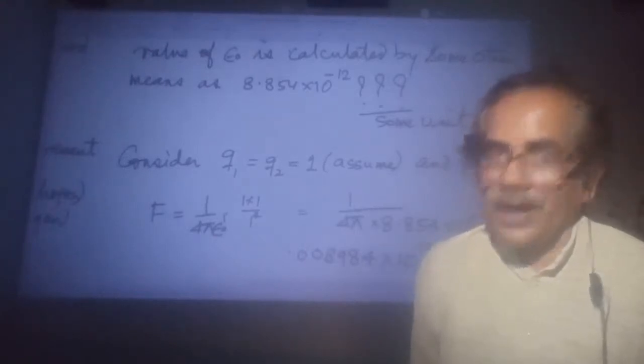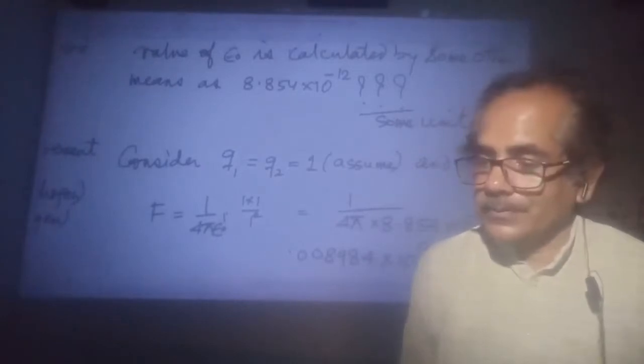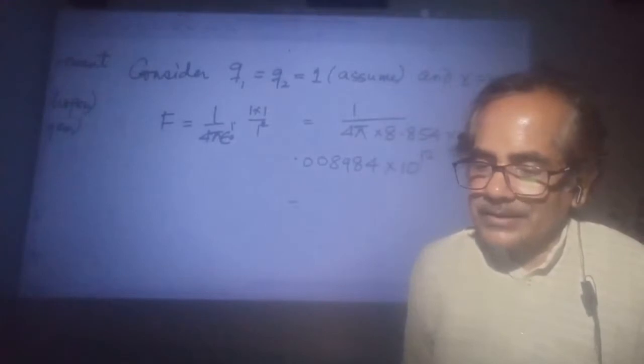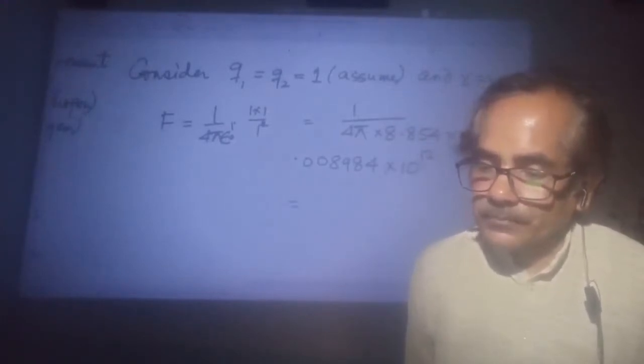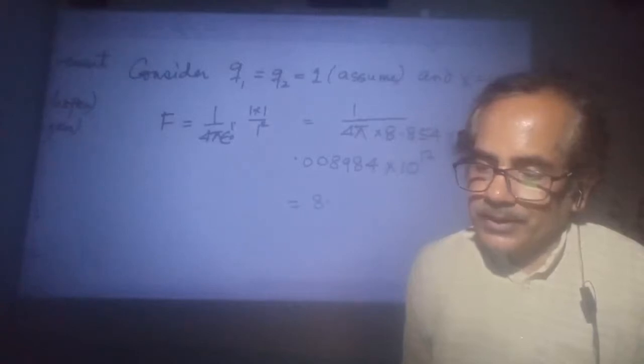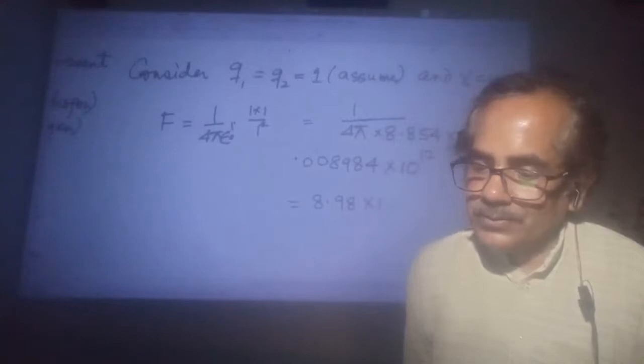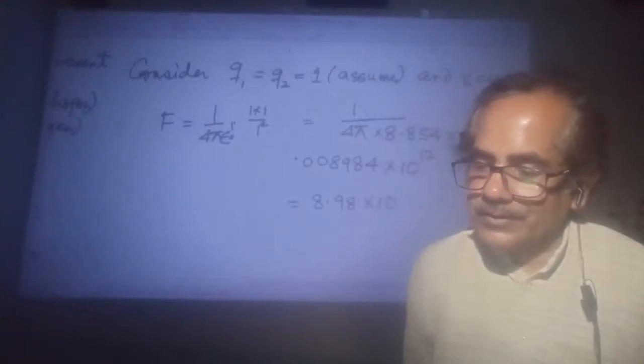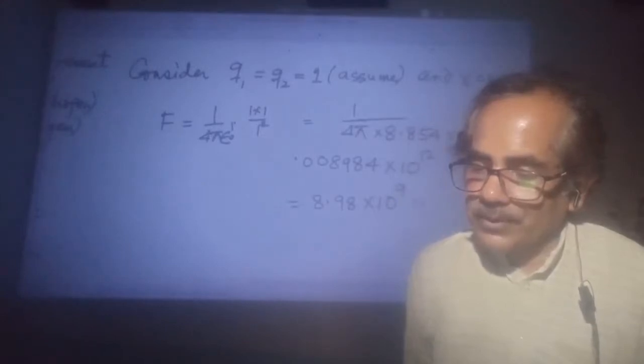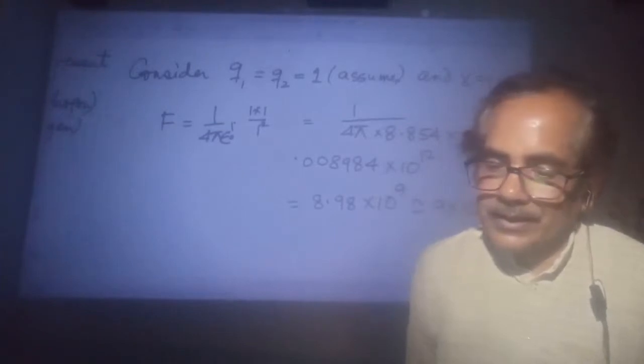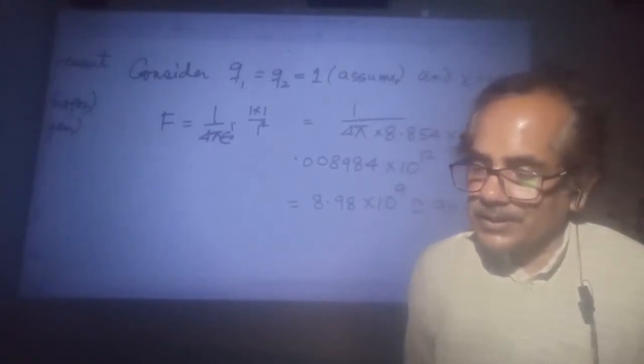This 12 will go up. So when the decimal is shifted by 3 places, it will be 8.98 into 10 to the power, this 3 subtracted from this, it will be 9. Apparently equal to 9 into 10 to the power 9. And of course, this is in newtons.